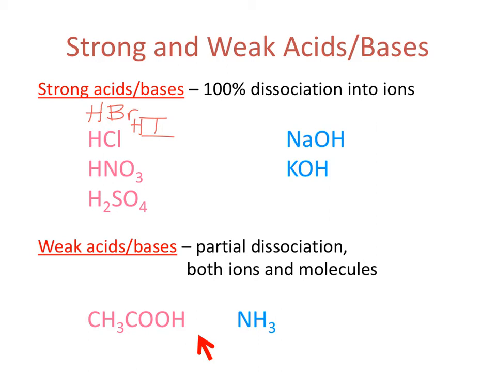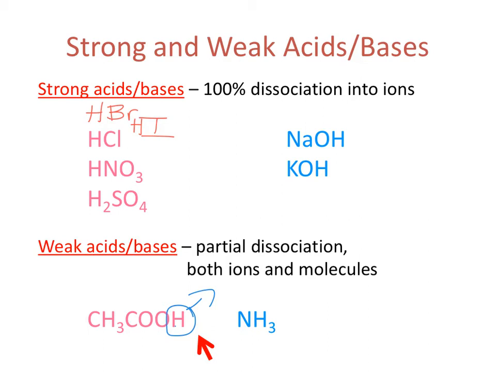A couple that we talk about from time to time are this first one, which is acetic acid. And the reason the arrow is pointing at this H is that that is the H that is the acid. It's the one that leaves when it dissociates. So it'd be CH3COO minus plus H plus.